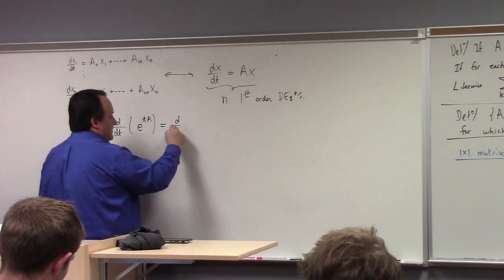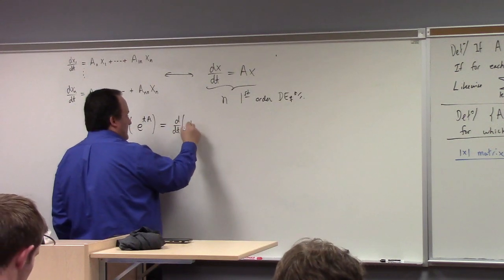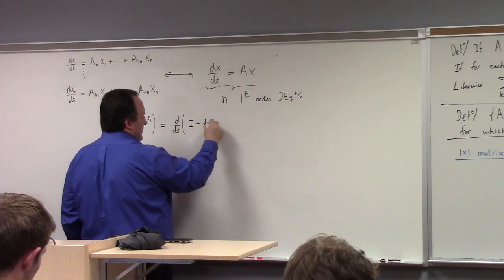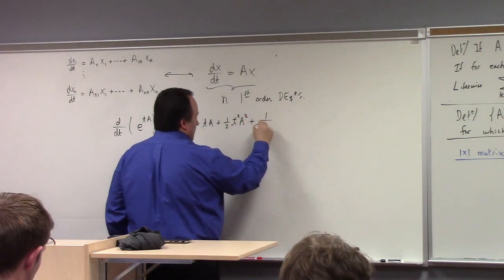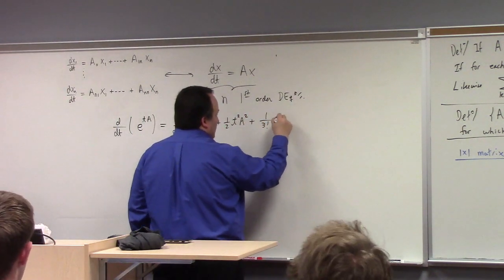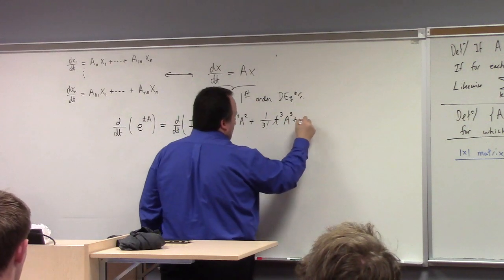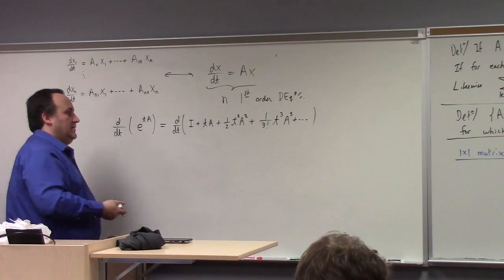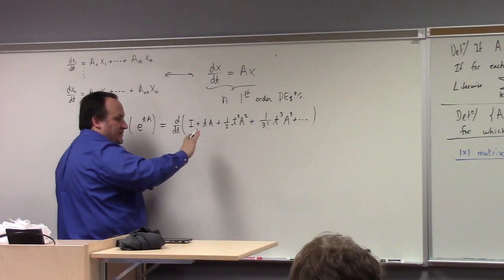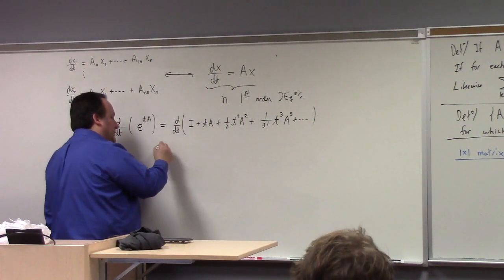So I'll write it out. So this is I plus ta plus 1/2 t squared a squared plus 1 over 3 factorial t cubed a cubed plus dot dot dot. If I differentiate that, you just do exactly what you think. You differentiate term by term.